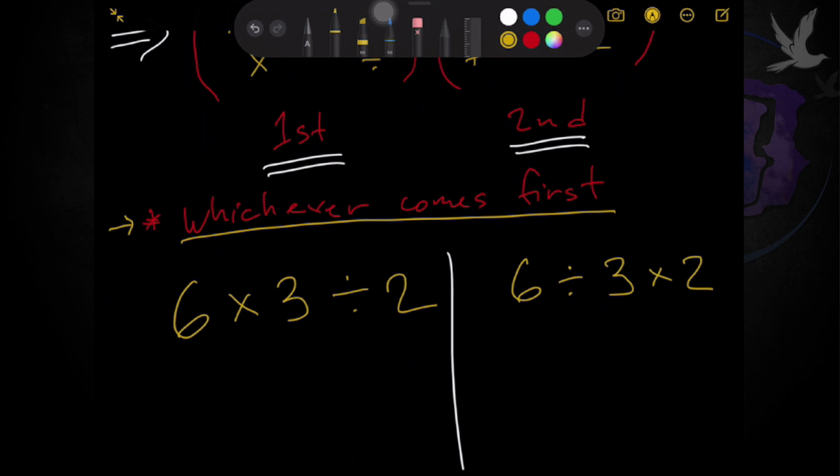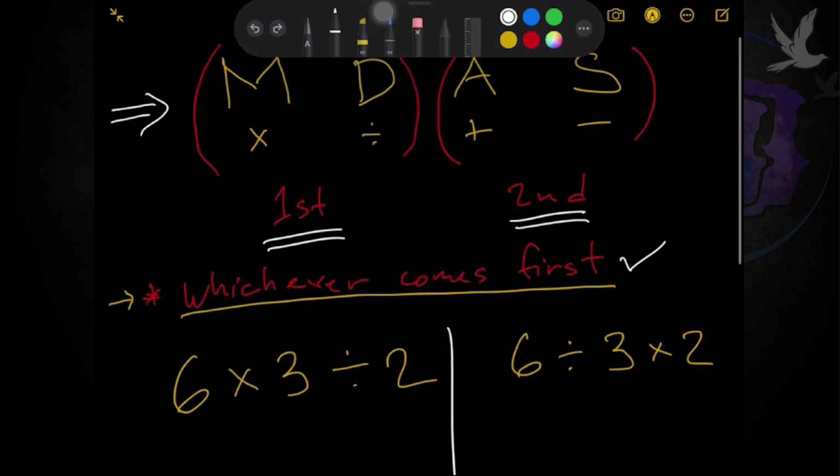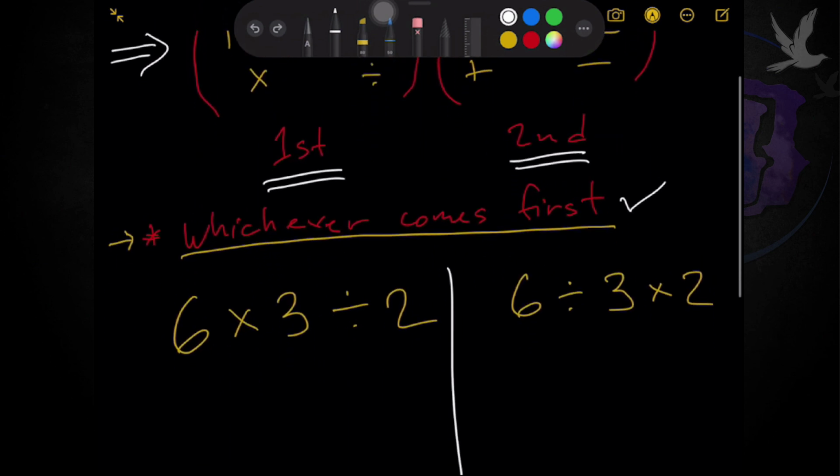Okay, so if you notice, the arrangement of numbers is the same, 6, 3, and 2. It's just that our signs interchanged. First, we have multiplication and division here. Then we have division and multiplication here. So this is that part where the whichever-comes-first rule applies. Since multiplication and division belong to the first group, we should do whichever comes first.